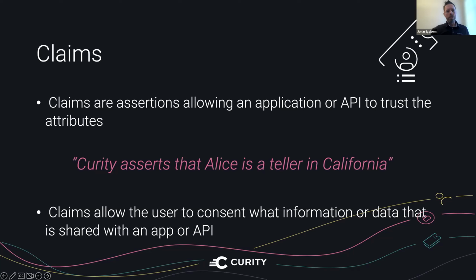Claims also allow the user to consent to what information or data about themselves is shared with the application or the API. We've all probably seen this when we log in using, for example, Google, you get that pop-up screen with some checkboxes, and it asks, are you okay sharing your email address, your phone number, or whatever it might be, with whoever you're logging in towards.